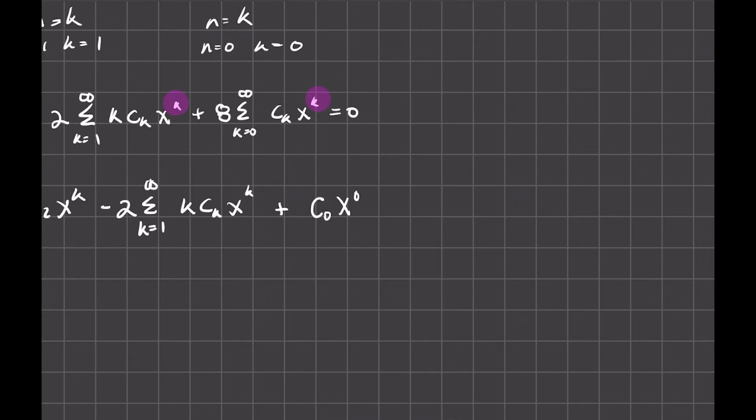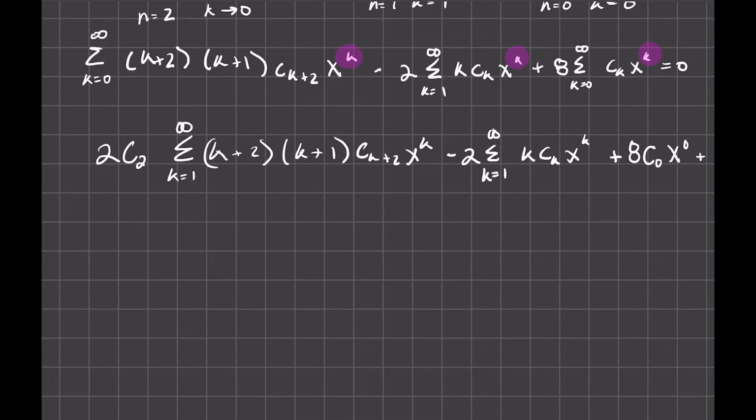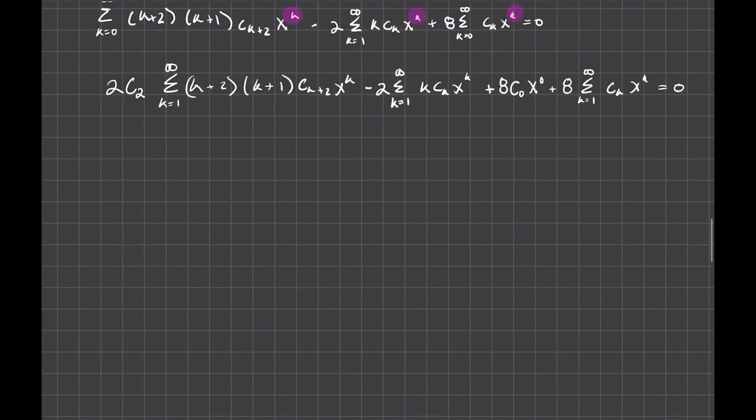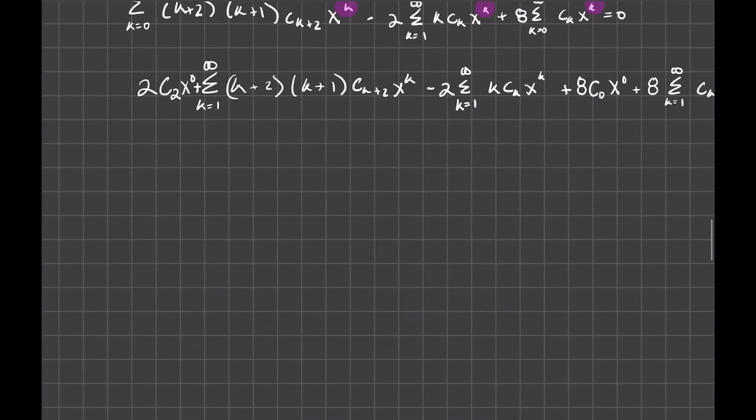And here we'll take out a term for this one, which will be 8c sub 0 x to the power of 0, and then the summation starting at k equals 1. And here I go back and fix my mistake, so I'll add an x to the power of 0 and a plus.